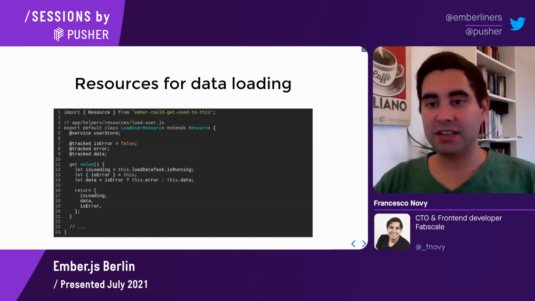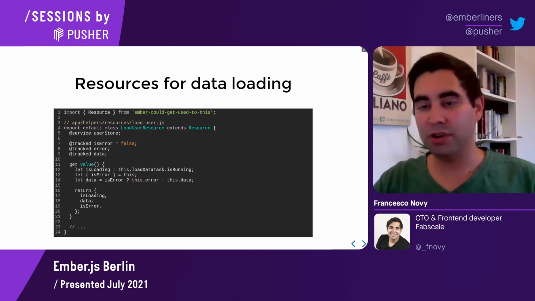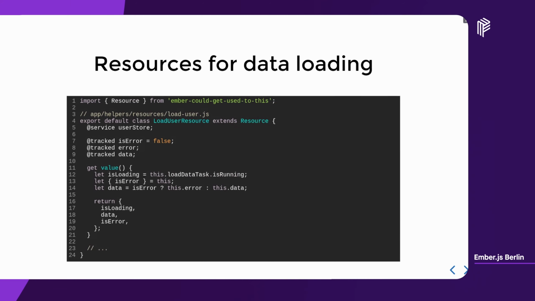So a resource is a kind of helper-like primitive that allows you to work with asynchronous things in a reactive way. The key thing is it has a value property which returns something which you can then use. And this is auto-tracked, so you can really return whatever you want. In our case, we have a value that returns isLoading, data and isError, which are normal tracked properties.